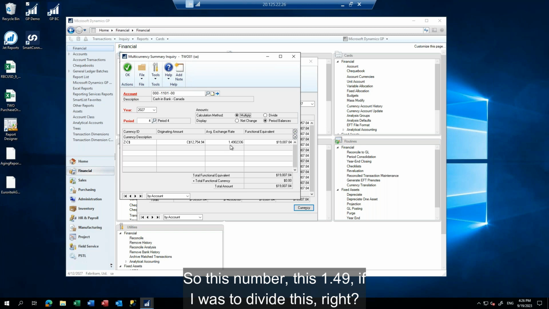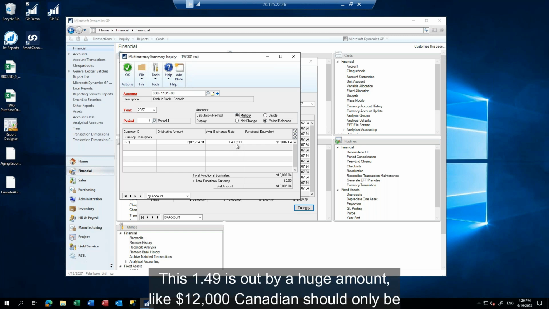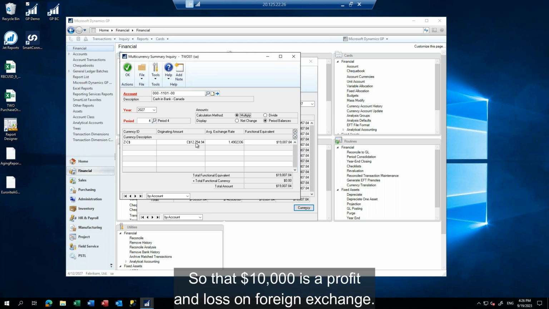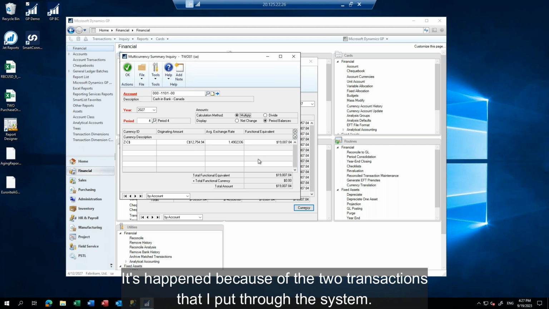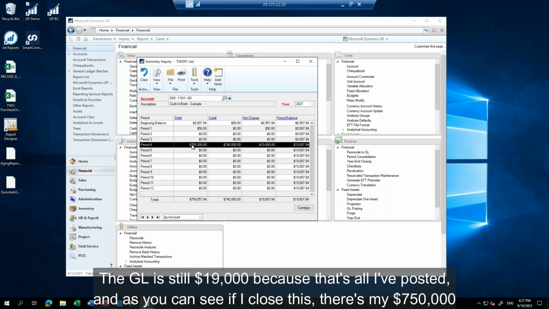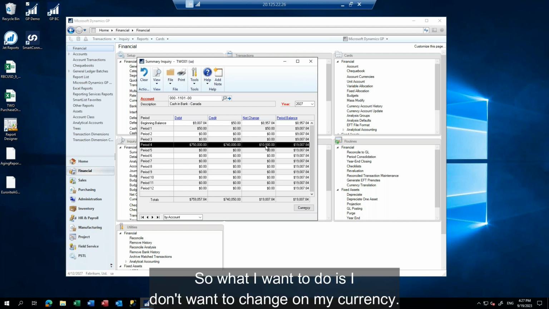So this number, this 1.49, if I was to divide this, right, this 1.49 is out by a huge amount. Like 12,000 Canadian should only be worth 9,000 American. So that $10,000 is a profit and loss on foreign exchange. It's happened because of the two transactions that I put through the system. The GL is still 19,000 because that's all I've posted. And as you can see, if I close this, there's my 750, there's my $10,000 that I need to get rid of.